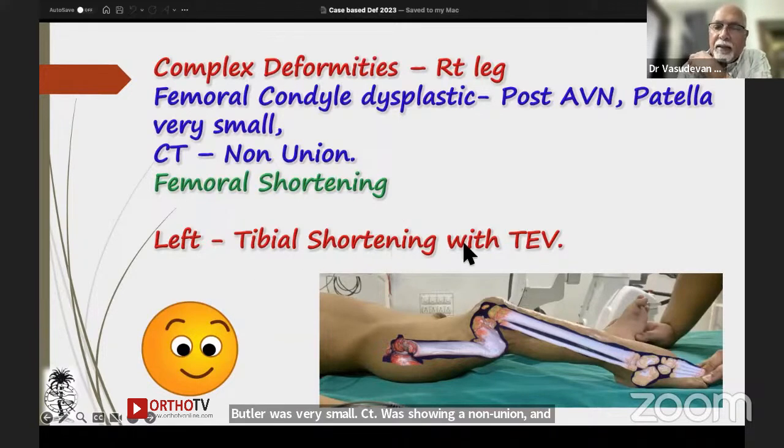So on the left side, there's a tibial shortening with a talipes equinovarus deformity. So I took the printout and superimposed. You can see the deformity here, an extension deformity, and an equal amount of flexion contraction. So there's a hidden patella there and an equinus deformity. So you have to correct this, and there was a varus deformity that has to be corrected, and the flexion has to be corrected, and the equinus has to be corrected.